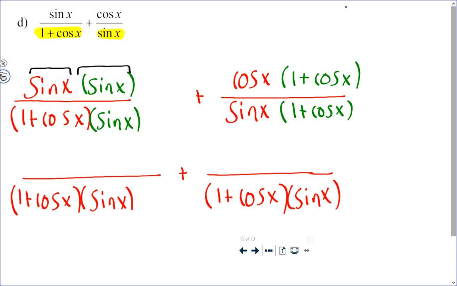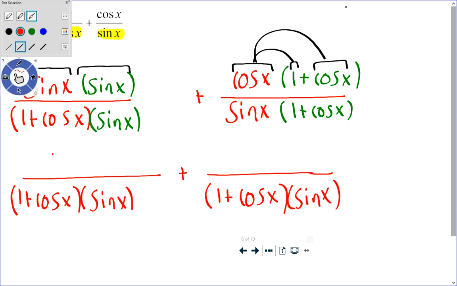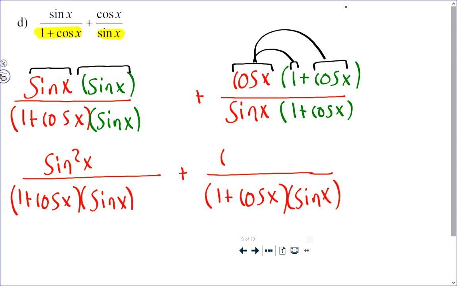On the top of the second fraction, I need to multiply these two things together, which means I'm going to multiply the cos x times the 1 and the cos x times the cos x. Okay, what do we get on the top of the first fraction? Well, sine of x times sine of x is sine squared of x. What do I get on the top, or the numerator, of the second fraction? Cosine of x times 1 is cosine of x, plus cosine of x times cosine of x is cosine squared of x.